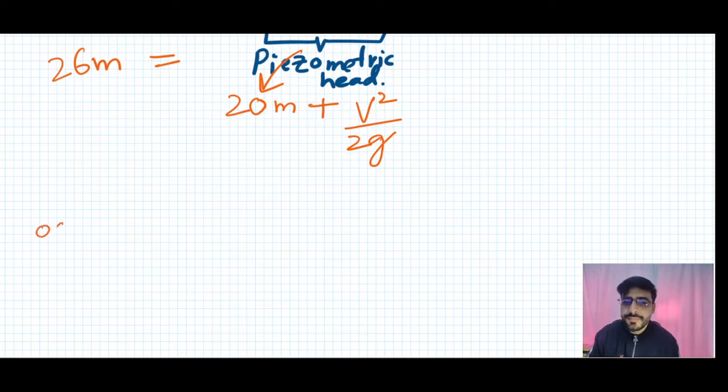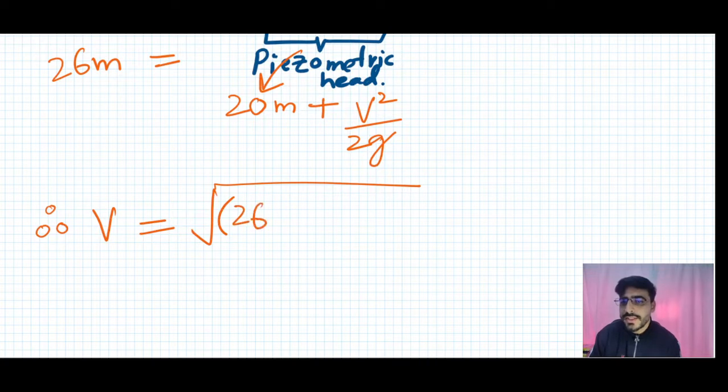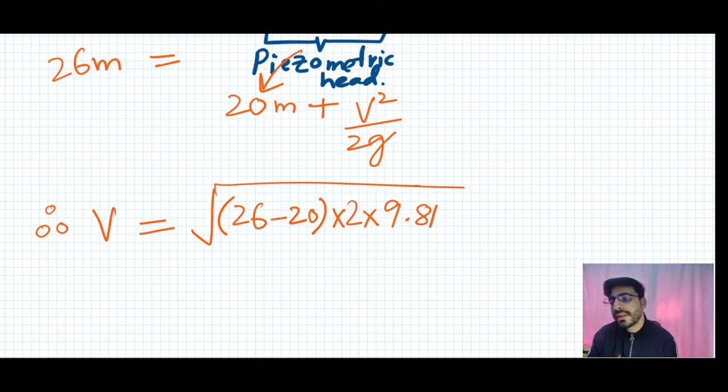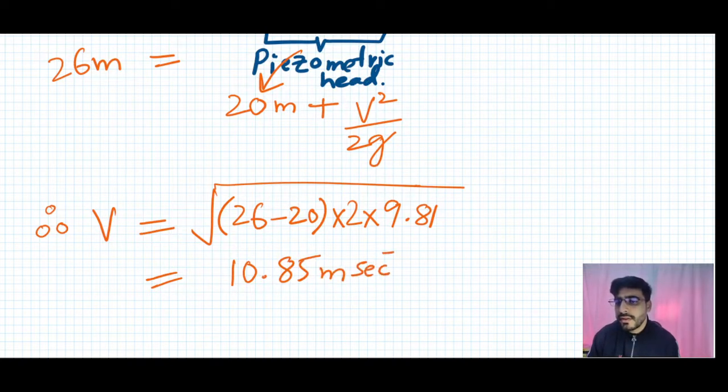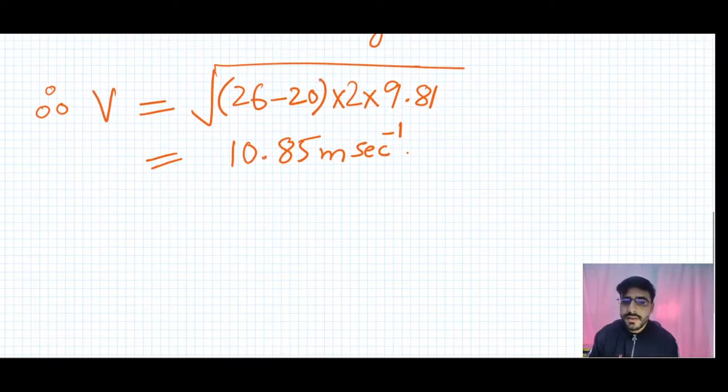Therefore, velocity of water denoted by v can be written as v is equal to the square root of (26 minus 20) multiplied by 2 multiplied by g. g we can write as 9.81 meter per second square. Make sure that you put the units in a proper form. Okay, once you solve this, you will get the answer of 10.85 meter per second.